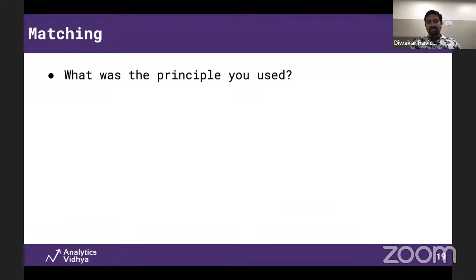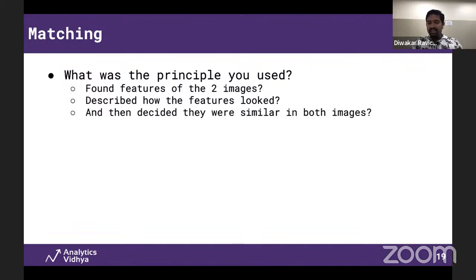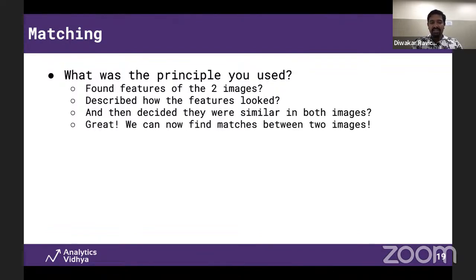If I have to match them, what are the principles that I use? You found features of two images, key points of the two images. You described to yourself how these key points looked, and then decided if they're both similar in the image, they do not have much of a difference, and you're sure that this is the same point in the two images. Now we can basically find the matches between the two images.